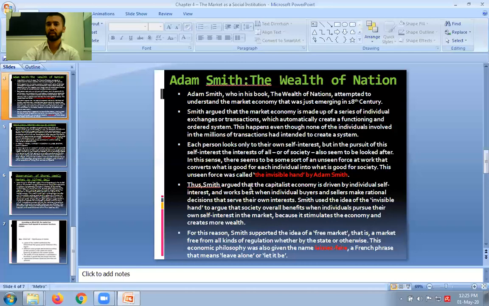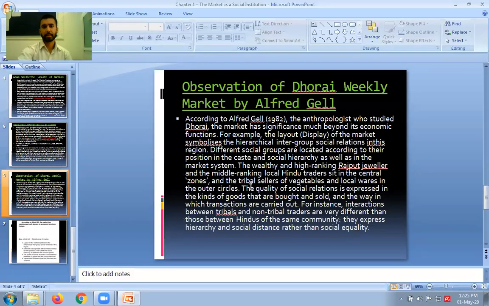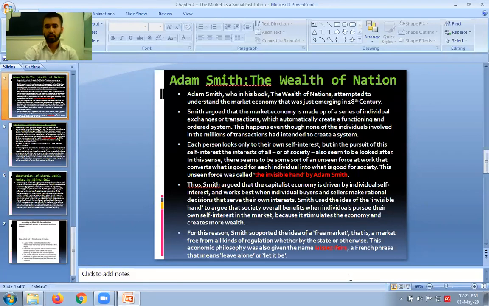Adam Smith, The Wealth of Nations, sociological perspective of market. So today we're going to understand this slide, and we'll only understand this slide. This is the last slide of today's class, and it's important for all of you to listen to me properly, because it is an important thing to understand, right? So be vigilant and alert in the class.